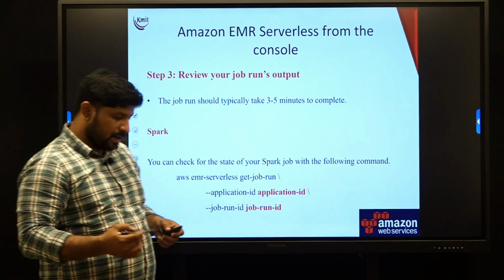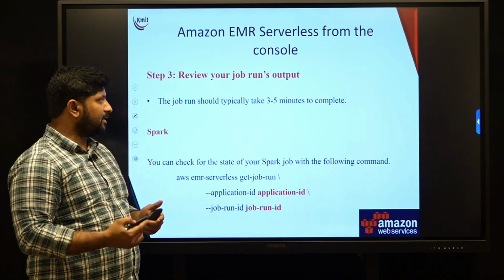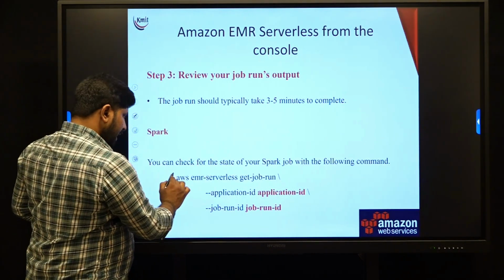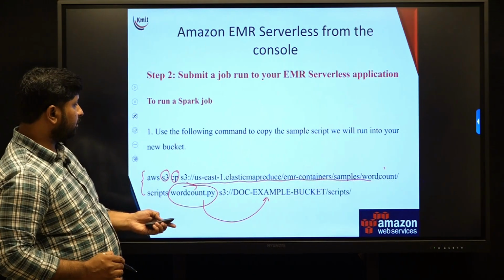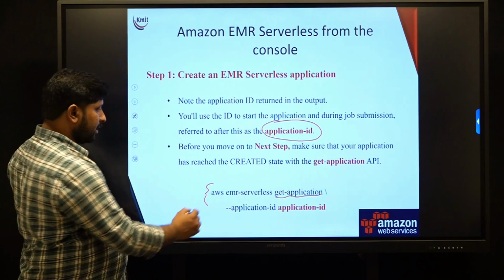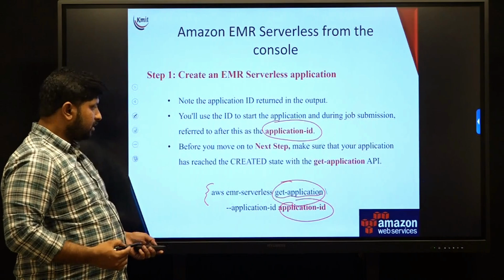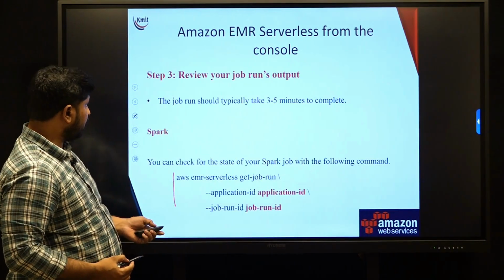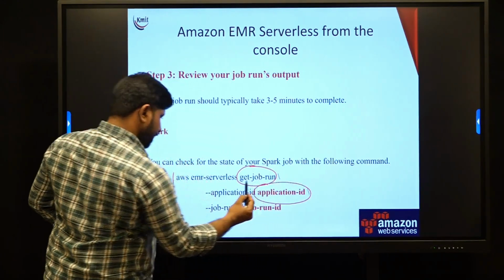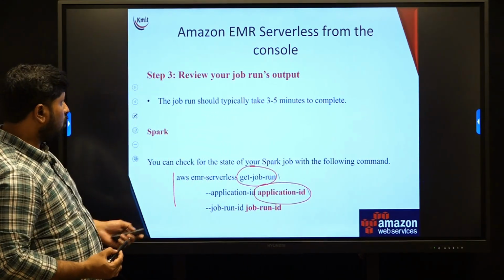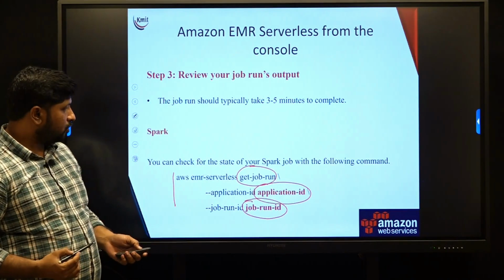Once you are running your job, if you want to get the status, then you can execute this particular thing. As we had seen over here, to get the status, we had used get application along with the application ID. This is a command which we are going to repeat over here to get the status: get job run and application ID to know the status of your job ID also. Here this time we are providing the job ID also.